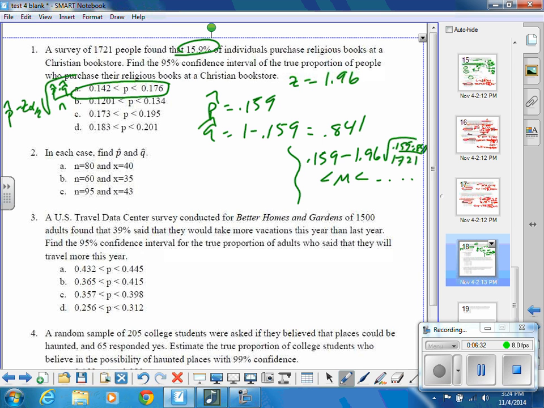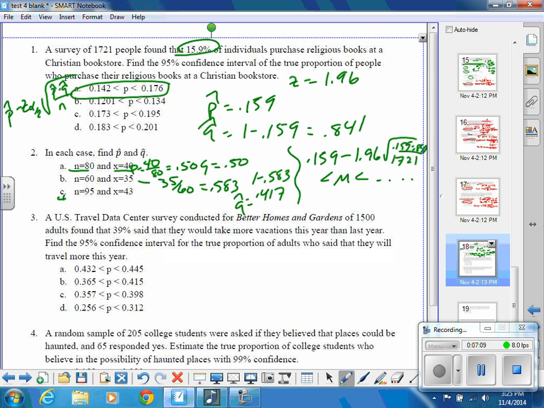Alright? Now the next question is asking us to find P and Q. Well, in this case, you take your X and you divide it by N, whatever it is, for P. 40 over 80 is 0.50. Q is going to be the same thing, 50-50. They have to add up to 1, okay? For the next one, I do 35 out of 60, which ends up being 0.583 for P hat. And then I do 1 minus 0.583, that gives me 0.417. That's my Q hat.